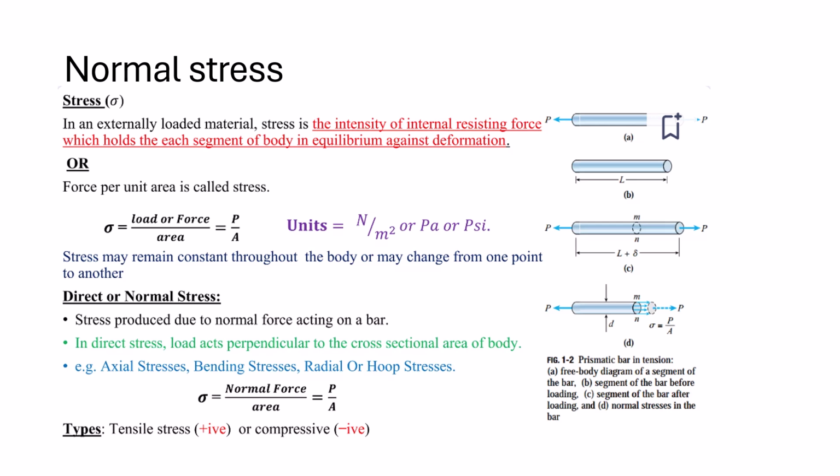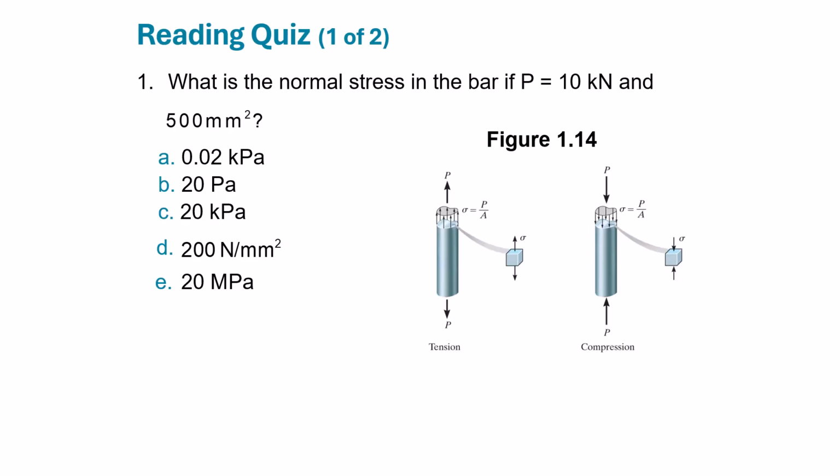So we have direct or normal stress. Stress produced due to normal force acting on a bar. In direct stress, load acts perpendicular to the cross-sectional area of the body. For instance, axial stresses, bending stresses, radial or hoop stresses. We have types: tensile stress, which will be positive, or compressive stress, which will be negative.